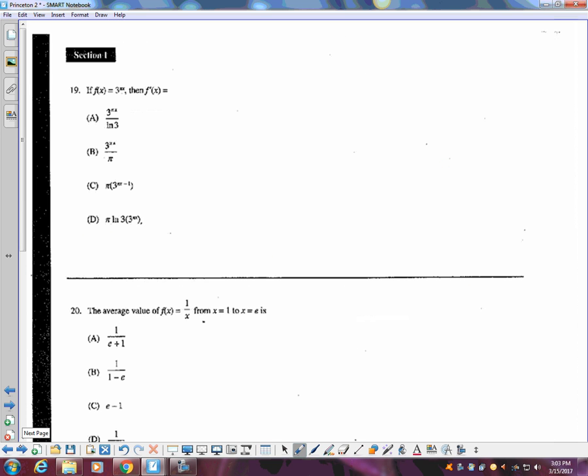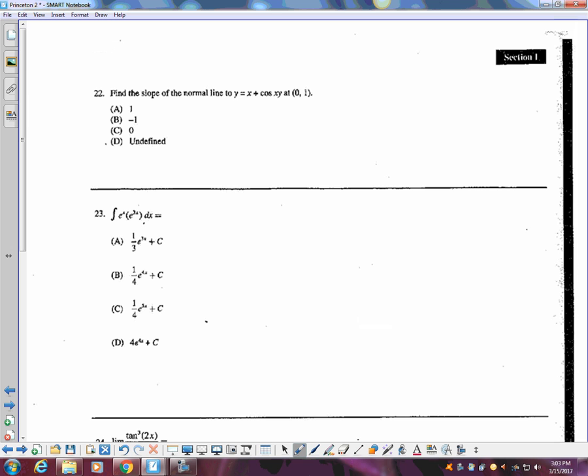Okay, 22 has a new word. Guess what normal means? Normal means you're perpendicular to the tangent line. So take your slope that you're going to find normally and go perpendicular with it. How do you go perpendicular? Change the sign and flip it. So both things. Okay. So here we go.